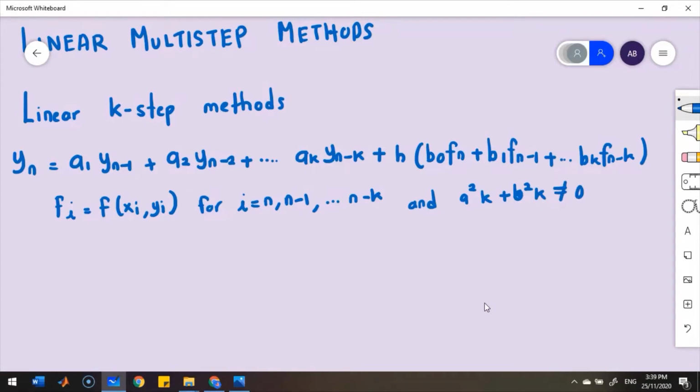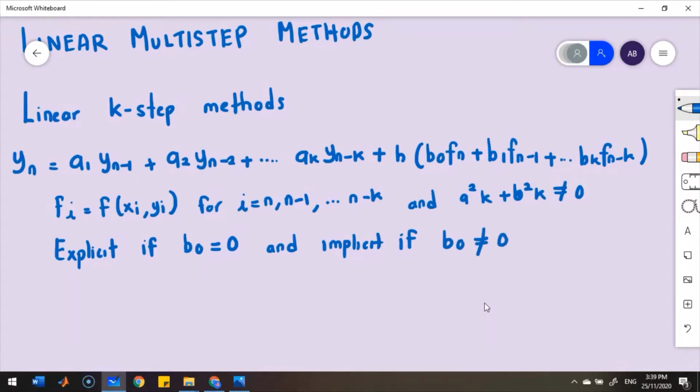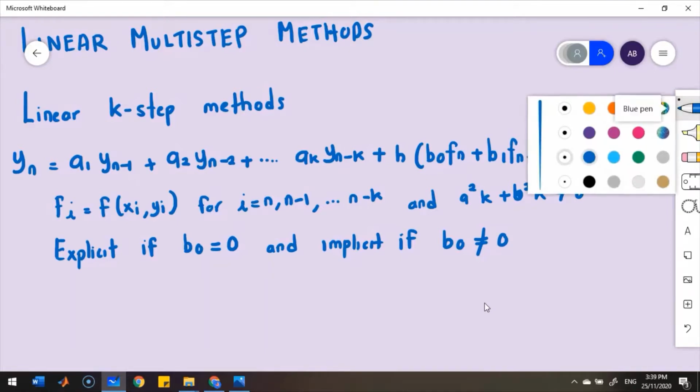Okay, so this method is explicit if my b0 here equals 0, meaning I don't have b0 here, and implicit if b0 is not equal to 0. Okay, so this is the form of a linear k-step method.